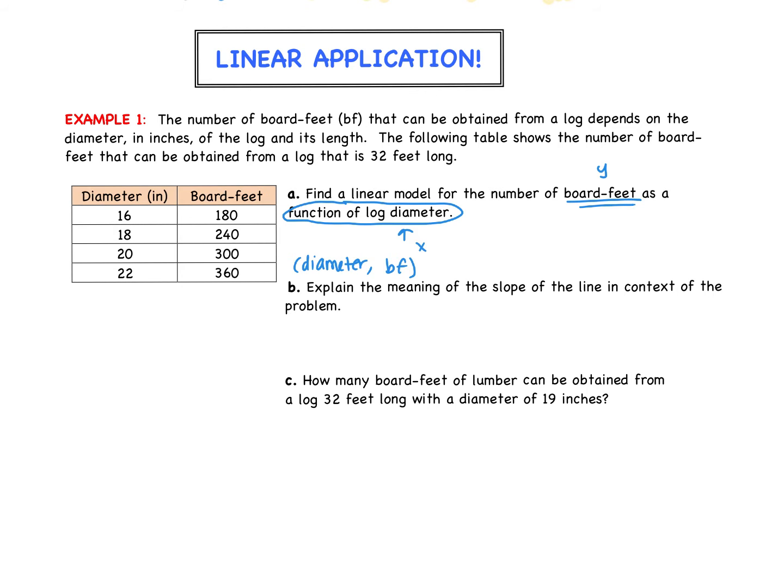Find a linear model means find a line. So we need to find an equation of a line. We have 4 ordered pairs, you'll see here. We just need to pick 2 of them. We don't need all 4. So what I'm going to do is I'm going to choose the first one and I'm going to choose the last one. For any linear model, we're going to need slope. So first thing I'm going to do is I'm going to find the slope between those 2. So y minus y, 360 minus 180, over x minus x, or 22 minus 16. So that gives us 180 over 6, which is a slope of 30.